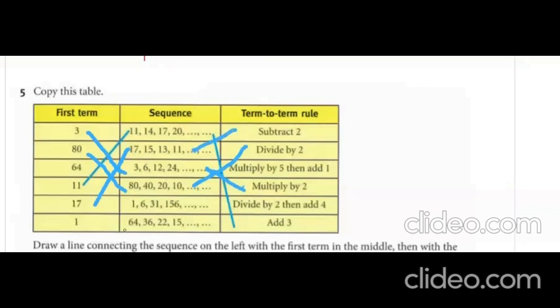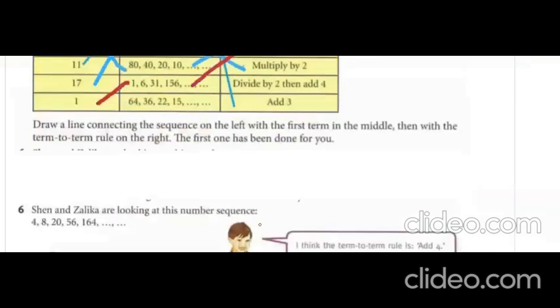And then for 1, 64. See, the first term is 1 here. And 1, 6, 31, 156. So multiply by 5 and then add 1. So 1 into 5 is 5, plus 1 is 6. So that is that. Okay. So these are the sequences. We got the answers for all the questions. Move to the next one.